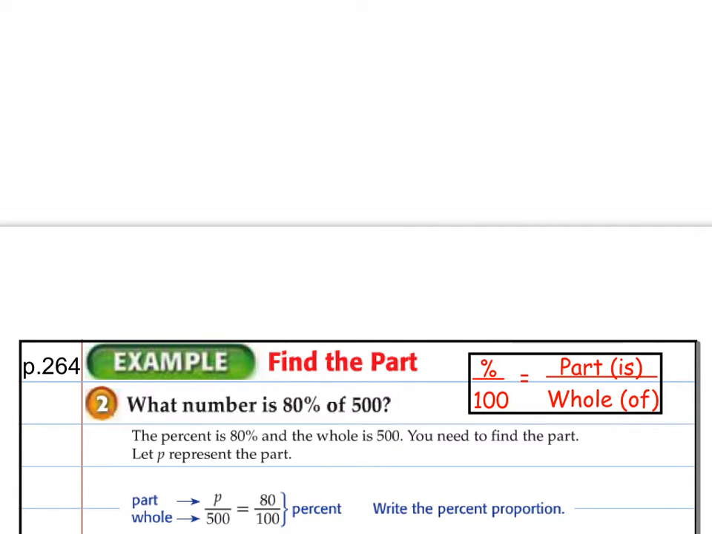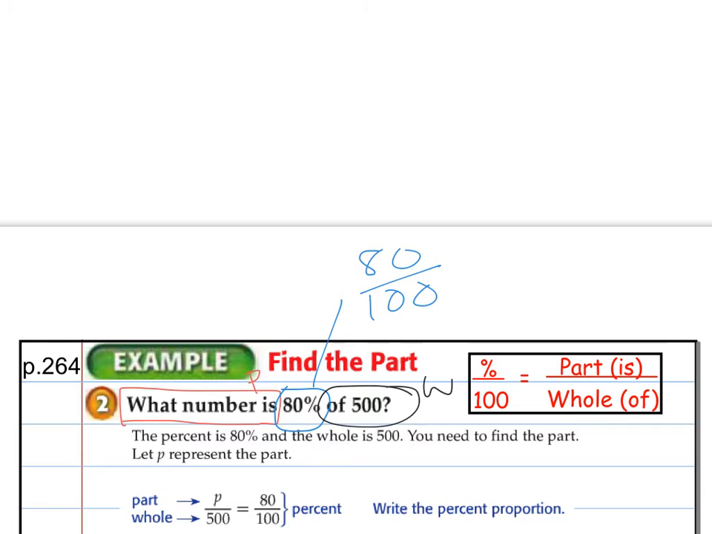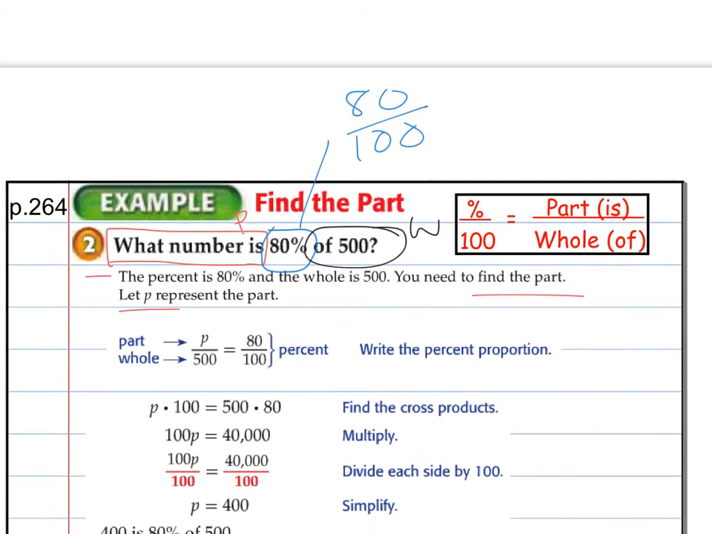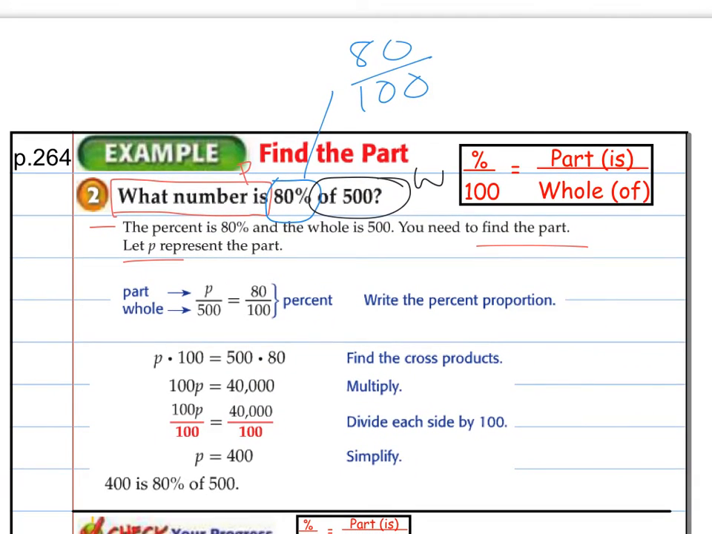So it says, what number is? That means we don't know our part. We can leave that as P. 80% we're given. That's the same as 80 out of 100 of 500, so that's our whole. So we're going to let the percent be 80% and the whole be 500. You need to find the part. So we're going to let P represent what we don't know. Algebra is all about variables.